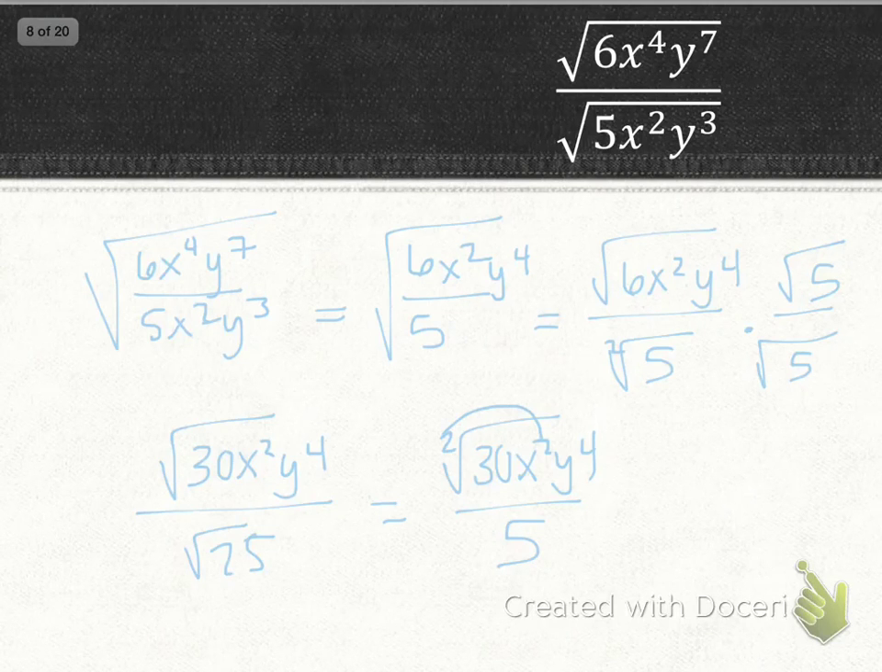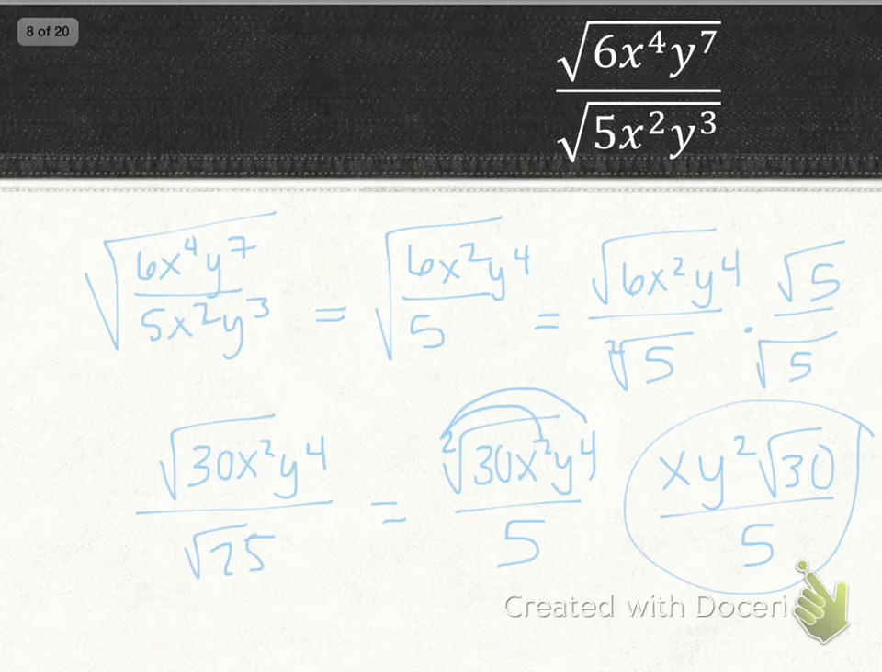How many times can 2 go into 2? Well, it can go into it once. How many times can 2 go into 4? It can go into it twice. And then we still have the square root of 30 left in my radical.